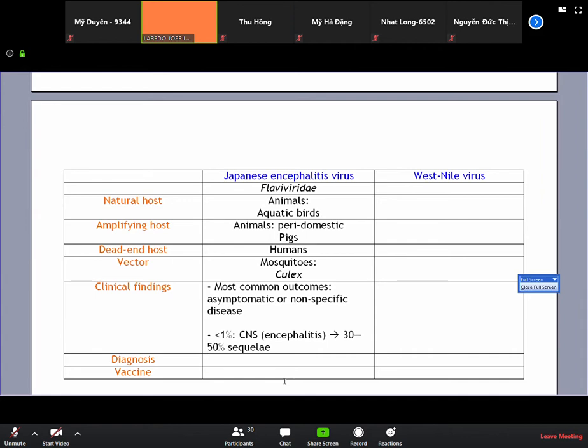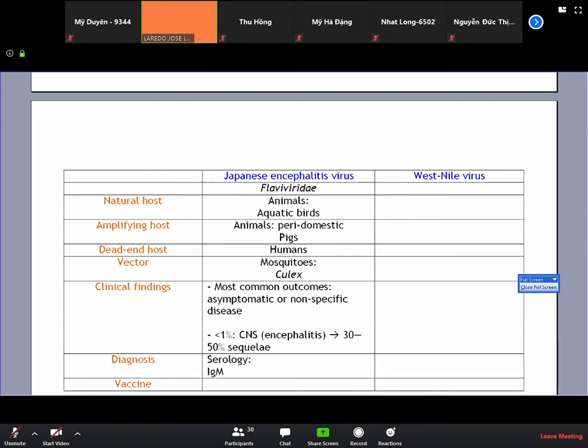How can we make the diagnosis? The diagnosis of Japanese encephalitis virus is made mainly by the detection of antibodies, so by serology. The detection of antibodies, mostly IgM. IgM is the first antibody that appears. We can detect IgM in the cerebrospinal fluid, in the CSF. If we detect the IgM in the cerebrospinal fluid, we can confirm the disease. So we find IgM in CSF, confirmation of the disease.